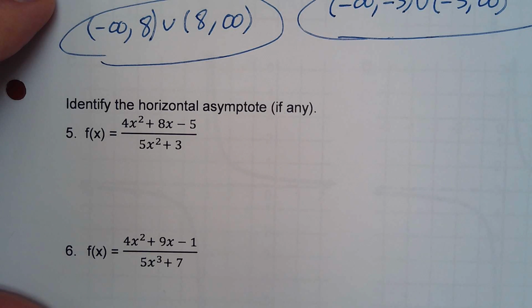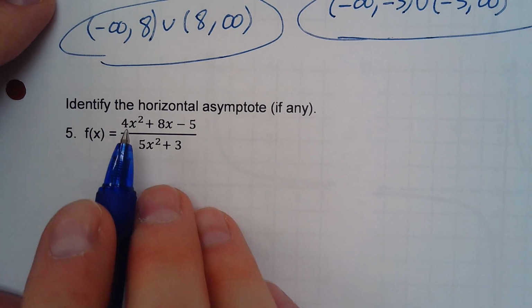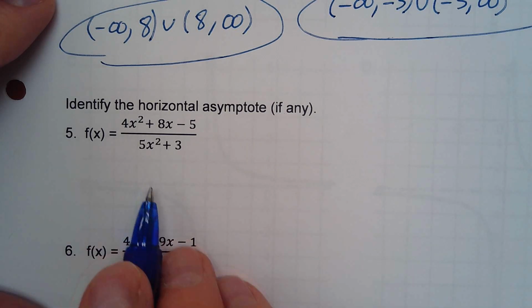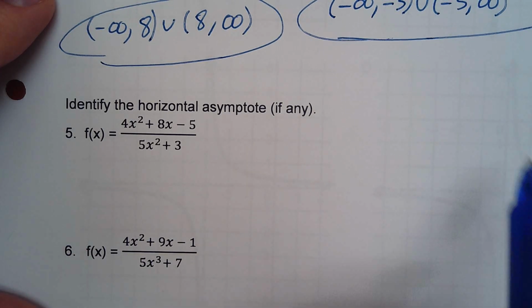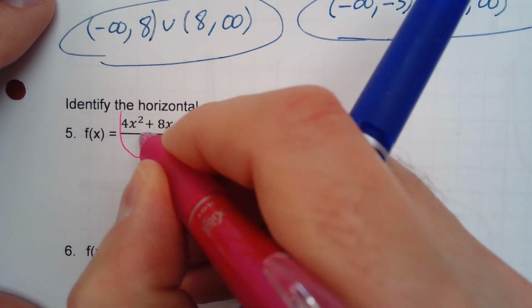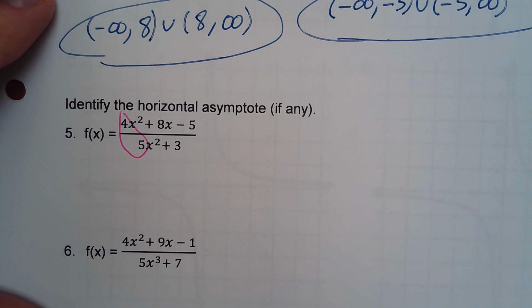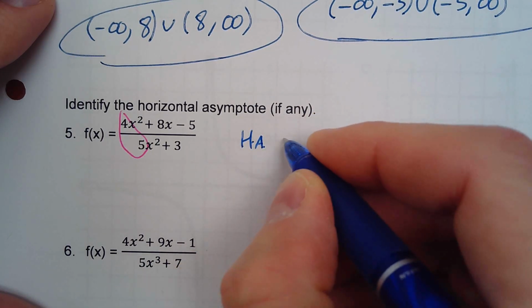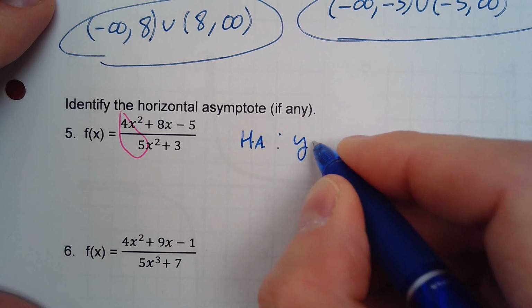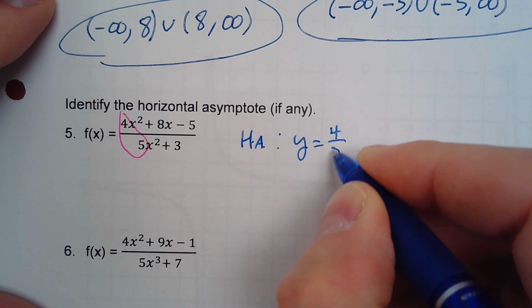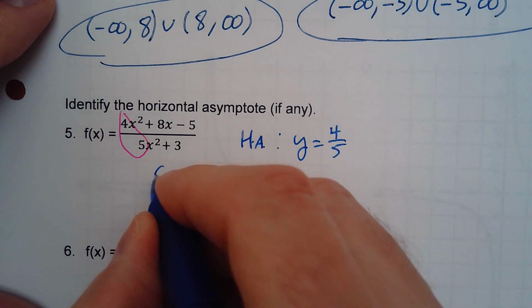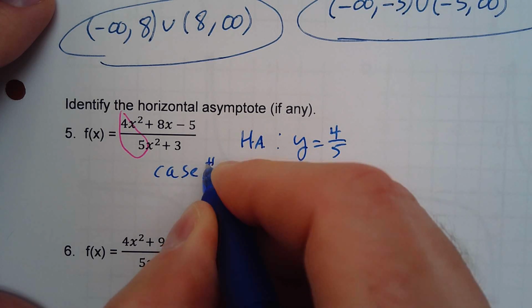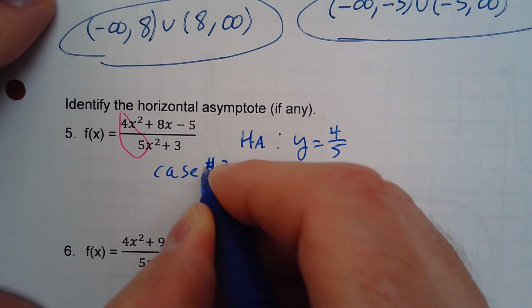So for the next one, we want to identify the horizontal asymptotes. And in this case here, my degrees match. So since my degrees match, I'm going to be taking the ratio of my leading coefficients for my horizontal asymptote. And that'll give me y equals 4/5. So this is falling under case number 3 for our horizontal asymptotes, where the degrees are equal.